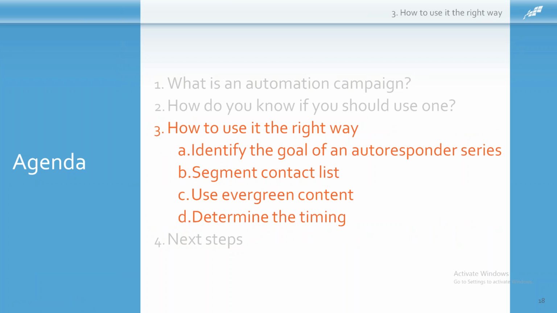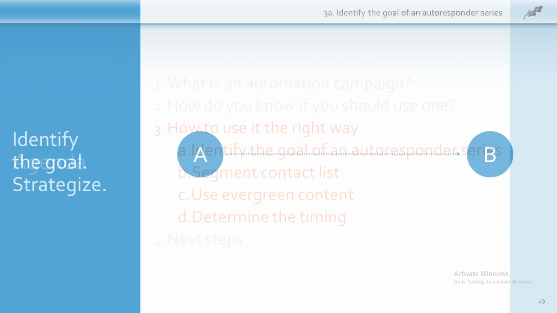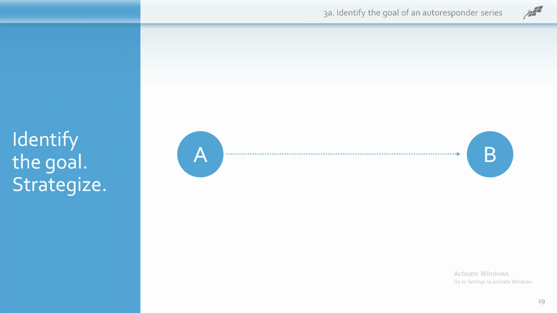So we're going to talk about how to set it up the right way and best practices: how to identify the objective of an automation series, how to use evergreen content, and so on. So first, we're going to map out your autoresponder emails before you create them, thinking in terms of what you want a new subscriber to ultimately do or learn from signing up for your list.